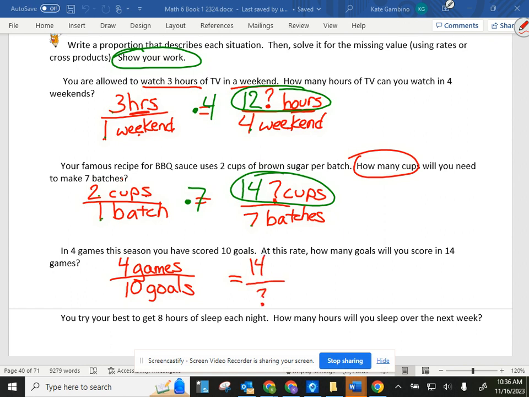What is missing from that proportion? 14 games. And a question mark. 14 games, and we want to know how many goals. What math am I going to do to solve this? This was like our tricky one from on the top. What math do I have to do, because I don't know 4 times what equals 14. Oh goodness, I don't know that math.